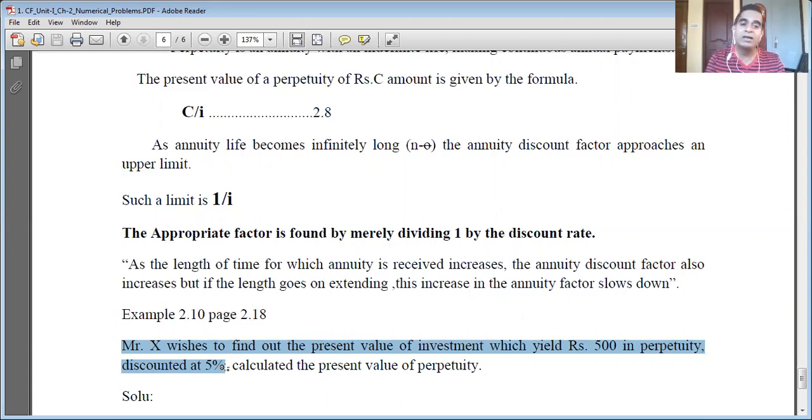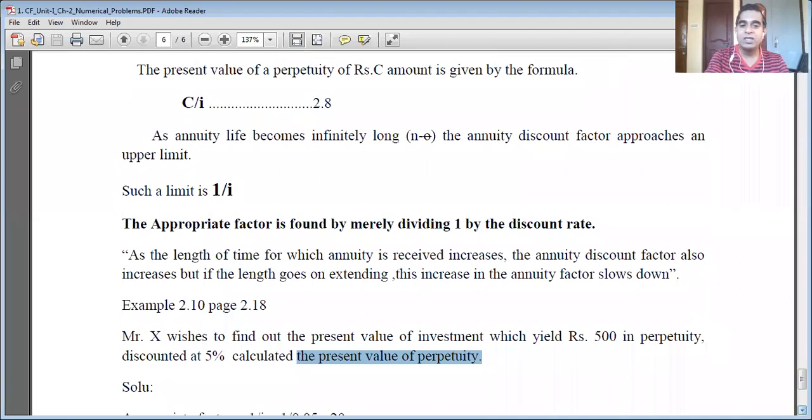Mr. X is making an investment which yields 500 rupees in perpetuity. He is going to receive 500 rupees for an indefinite period of time. He doesn't know till when. And it is discounted at 5%. You are required to calculate the present value of this perpetuity. So Mr. X wants to find out the present value of this perpetuity.